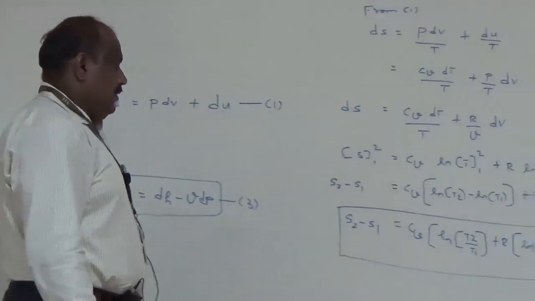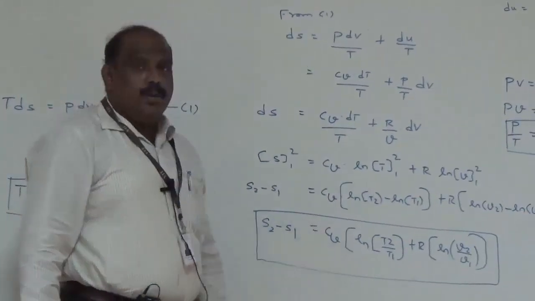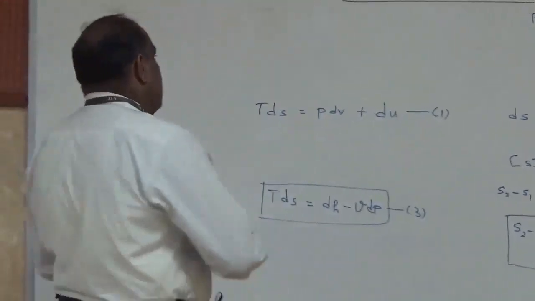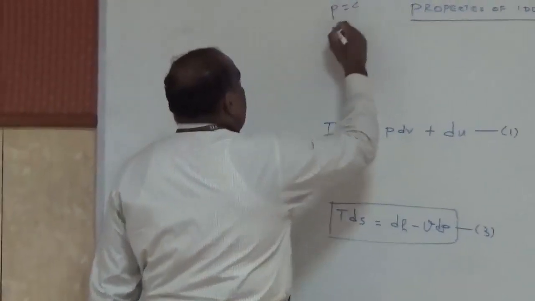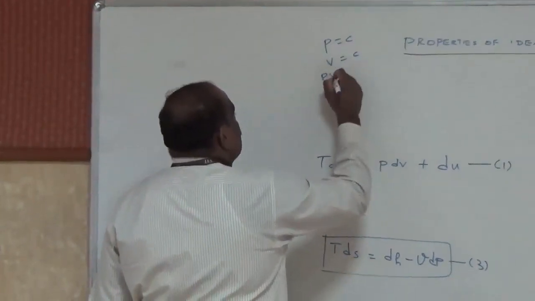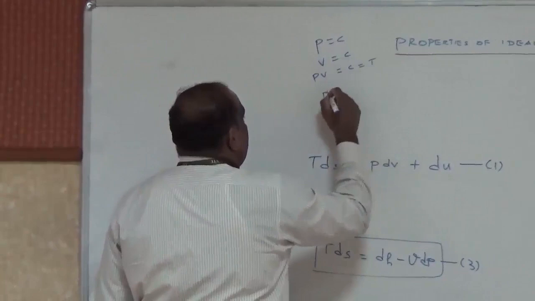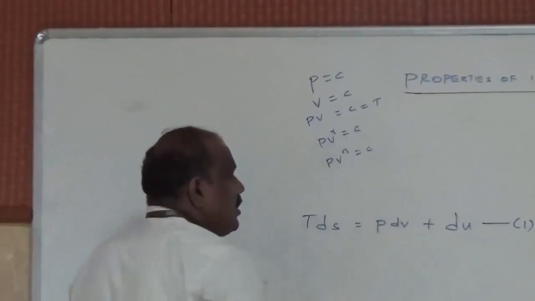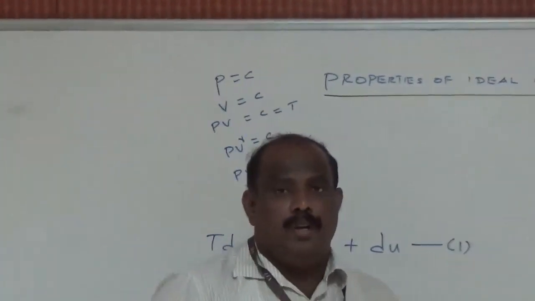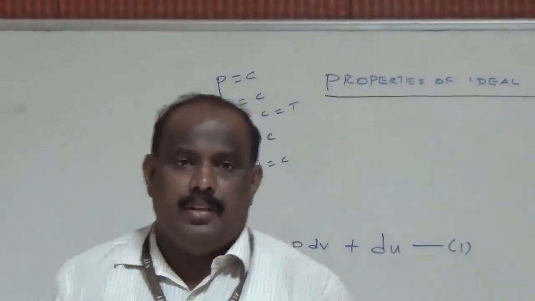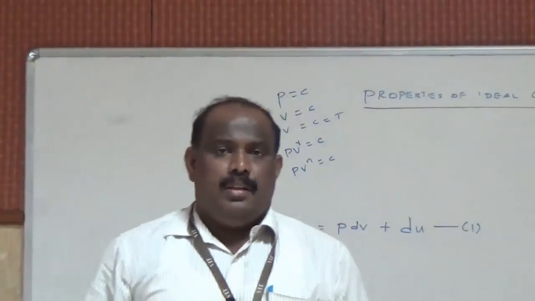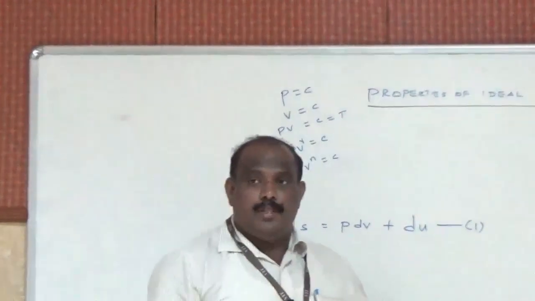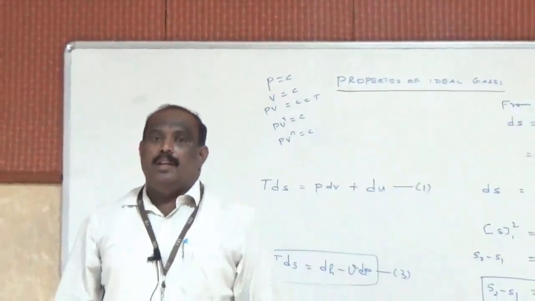Now there is a question for me: whether this entropy change can be applied to a constant pressure process, a constant volume process, an isothermal process, an adiabatic process, or a polytropic process. For which process can we apply this equation? Arun, what is the answer? For which process can we apply this equation? So for all the processes we can apply.